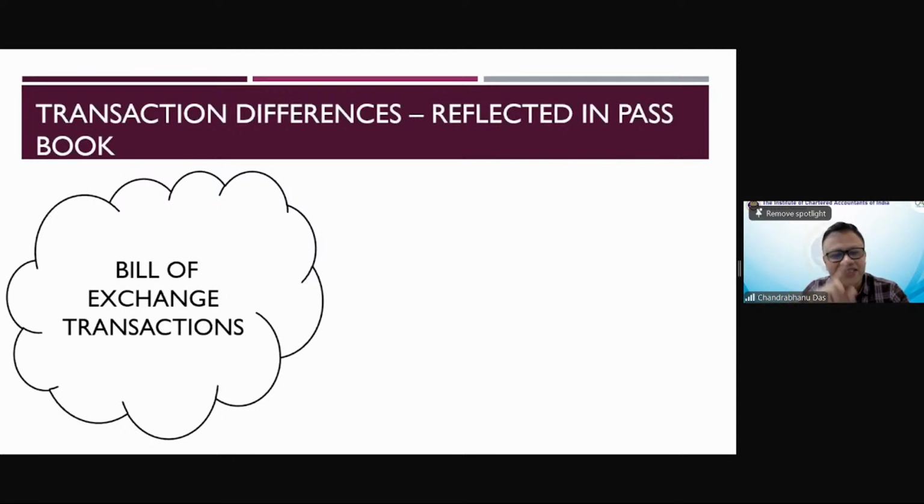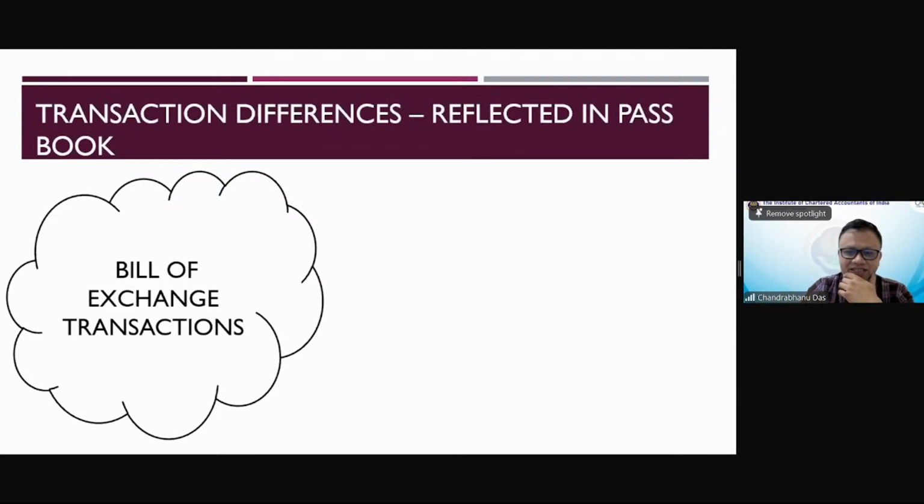Because this is one of the financial instruments, which creates a difference which needs to be reconciled. And in practical sense also, a lot of companies deal with bill of exchange transactions with banks. And that's the reason that bank reconciliation has to be done with the bank column and the passbook, because the differences arise due to bill of exchange transactions.